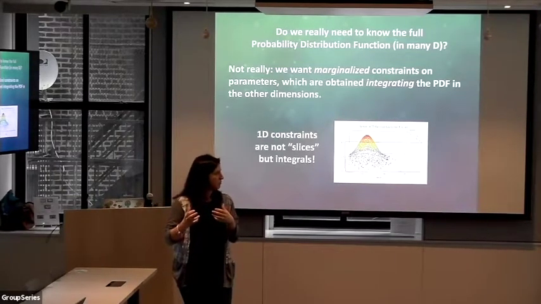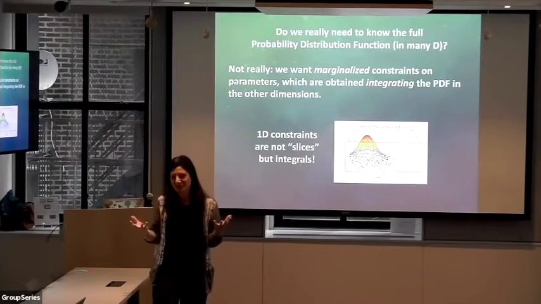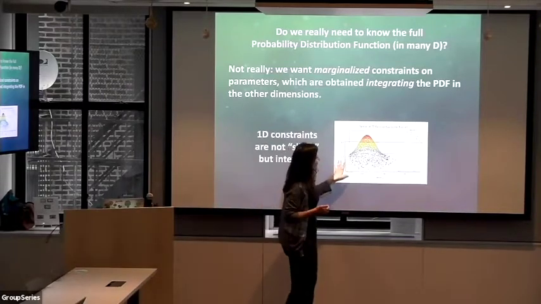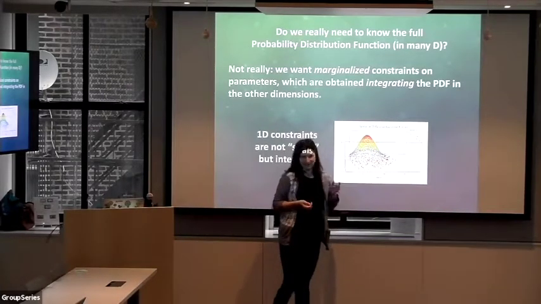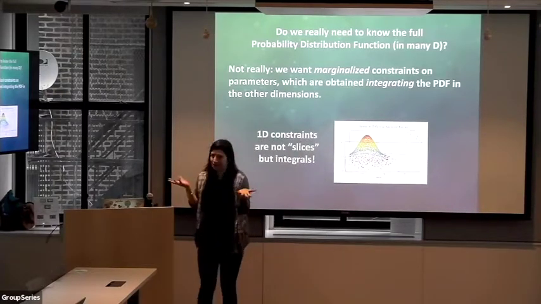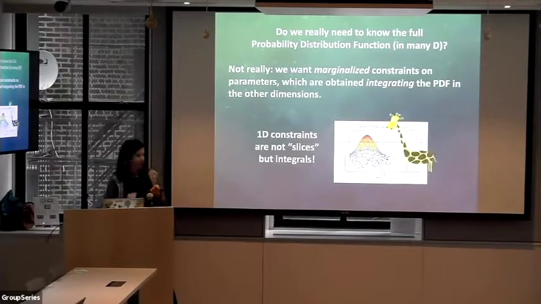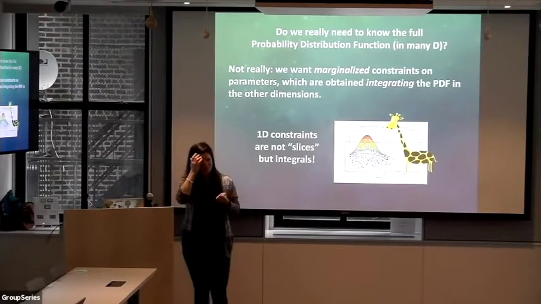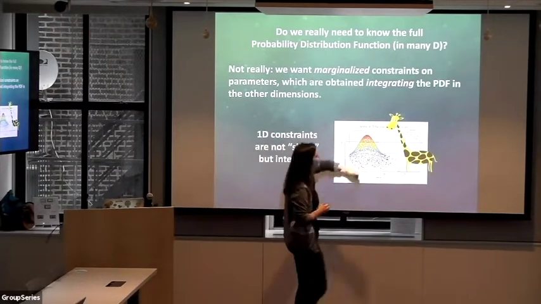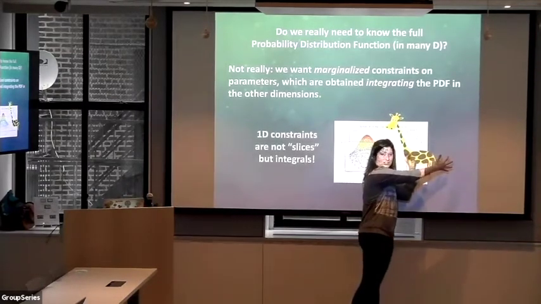Now this may not seem particularly difficult, right? If you look at something which is as regular as a 2D Gaussian, this is something that is easy to integrate. But most often, posterior functions have a shape that is not regular. For example, my favorite, a giraffe. This is something in which you can see that the peak of the probability is here, but the vast majority of the volume is here.